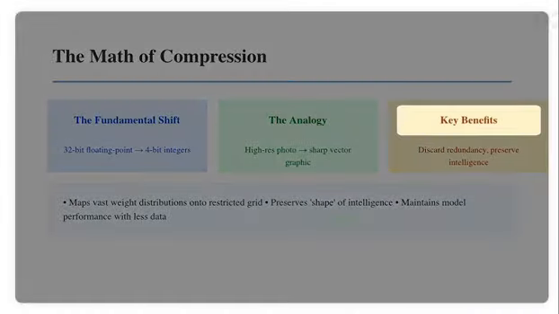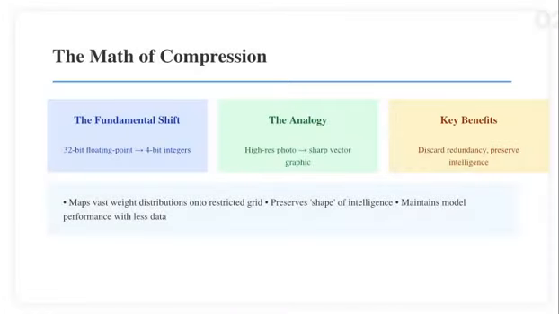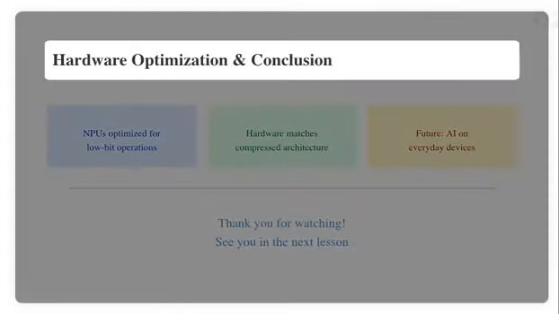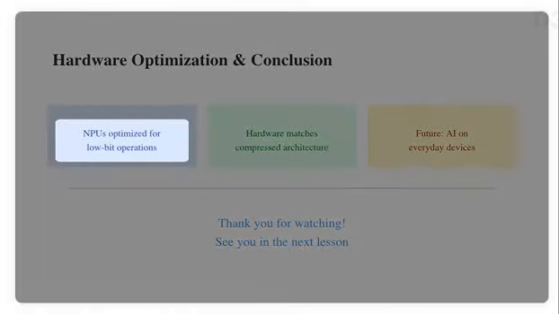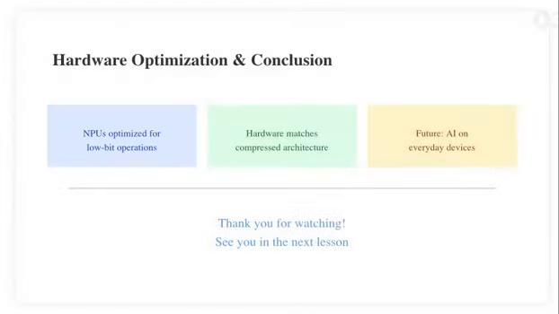By mapping vast weight distributions onto a restricted grid and discarding redundant data, we maintain model performance while preserving intelligence. Now, as we wrap up our exploration of model compression, let's connect the mathematical foundations we just covered to real-world hardware implementation. Notice how modern NPUs are physically engineered for low-bit operations. These specialized processors directly support the quantization techniques we discussed, converting floating point weights to integers without losing critical intelligence.